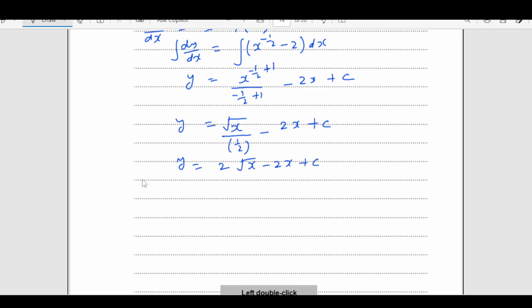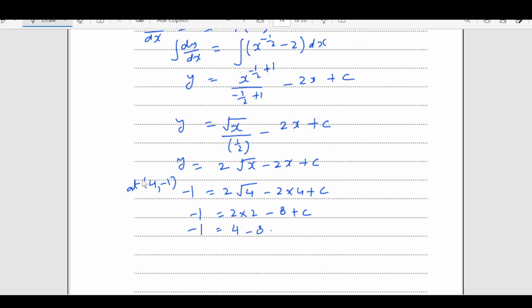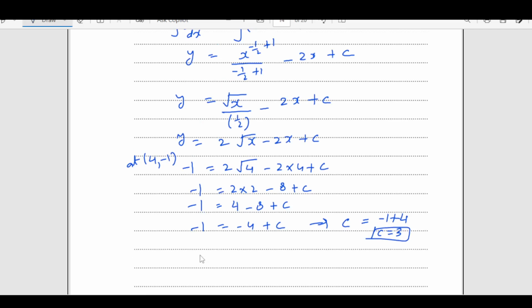Now, the point is given as (4, -1). So y is negative 1, 2 times the square root of x, where x is 4, minus 2 times 4 plus c. So, minus 1 equals 2 times 2 minus 8 plus c. So, minus 1 equals 4 minus 8 plus c, so negative 1 equals minus 4 plus c. From here, c equals negative 1 plus 4, that is, c is 3. c is 3.